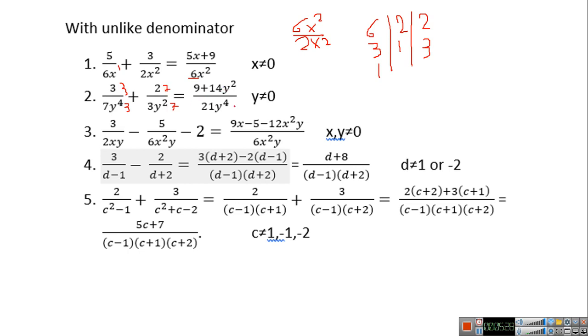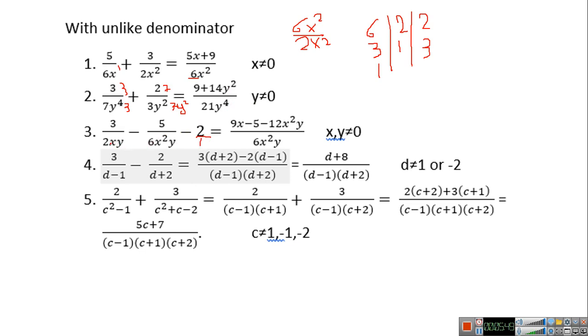You have y^2, here you have y to the power 4, so I need to get y to the power 4. I need to multiply by y^2, so I multiply up also by y^2 here, so you're going to get 14y^2. So the condition is y cannot be 0. When you have a number, it means as if you have it over 1.